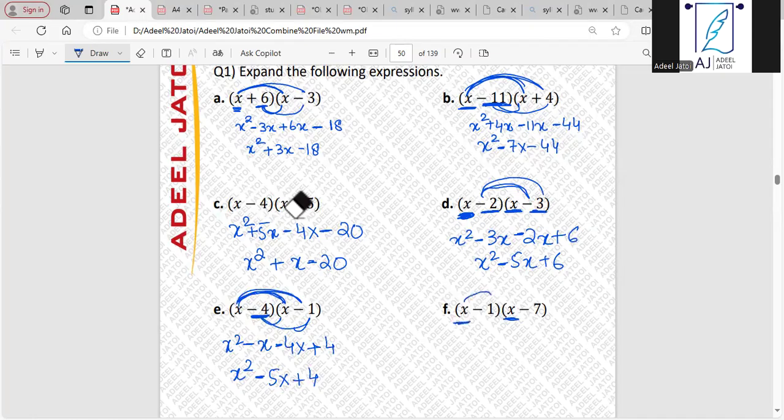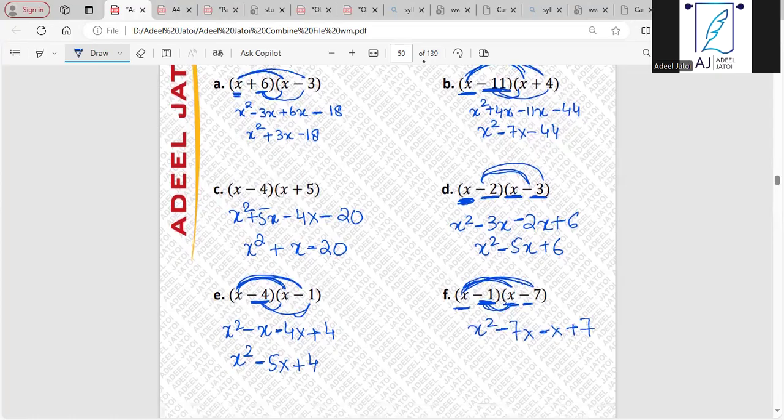Then what do we have? X into x is x squared. X into minus 7 is minus 7x. Minus 1 into x is minus x. And minus minus is plus. This will turn down 7. So we have x squared minus 8x plus 7. So these were the 4 parts: C, D, E, and F.